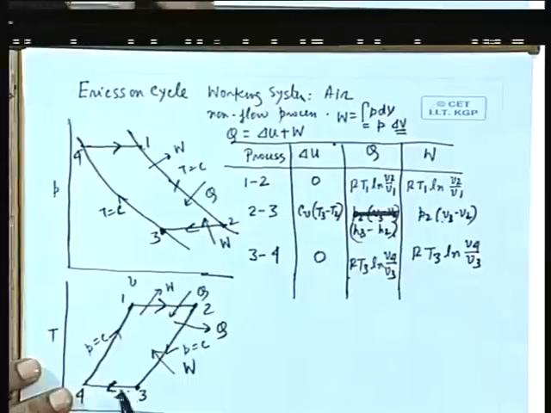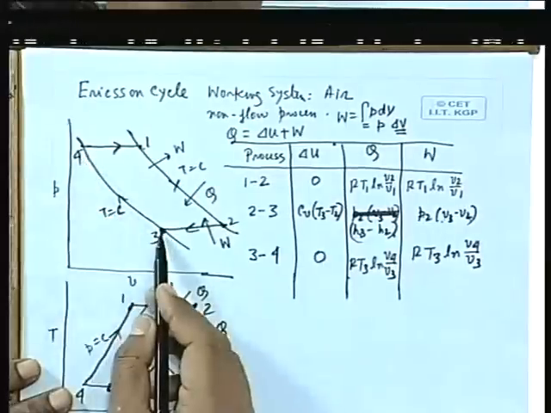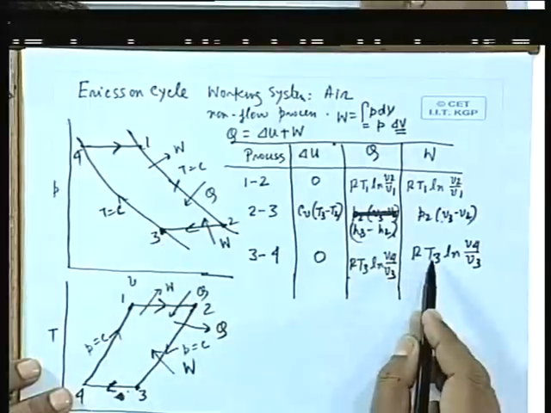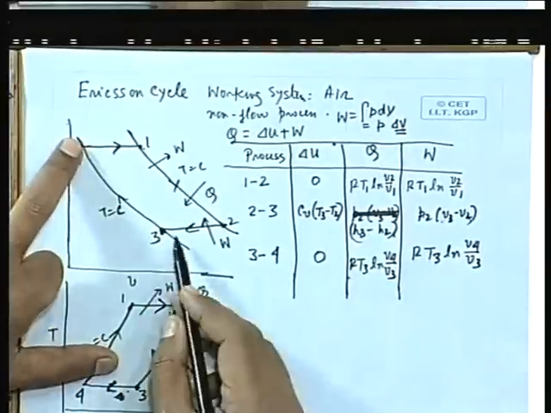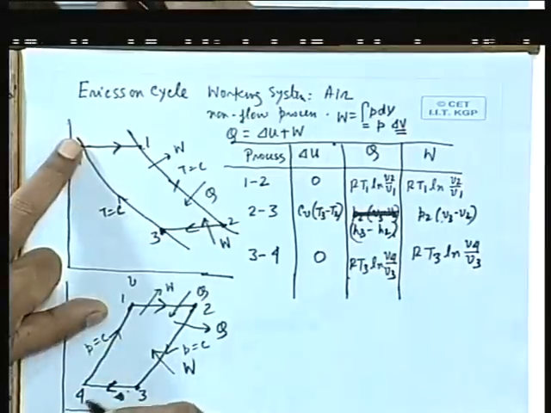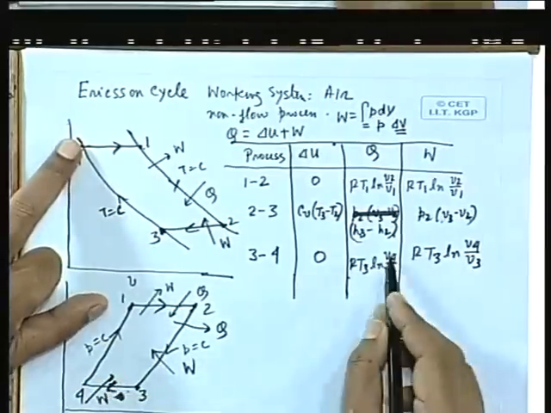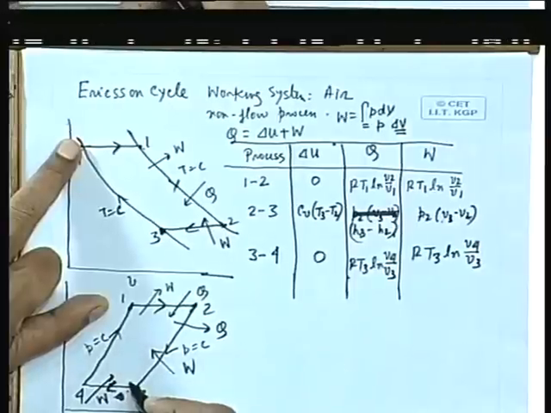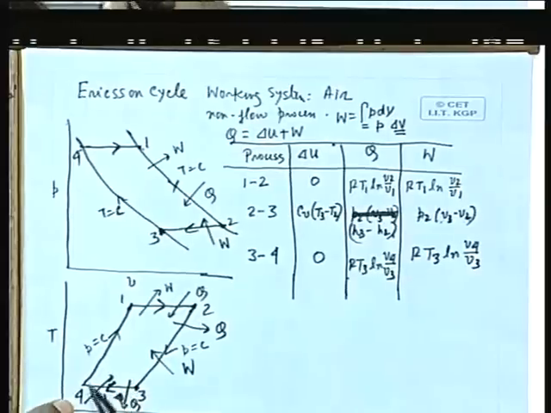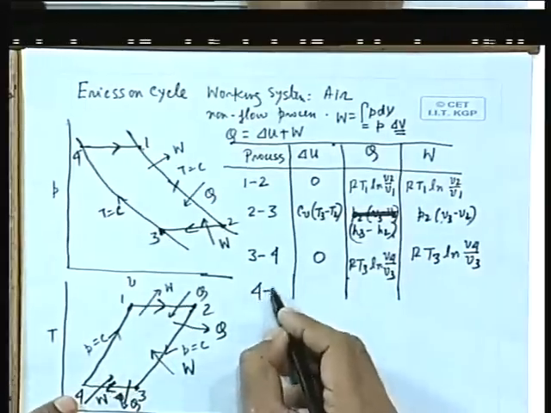Here you see V4 by V3. V4 is less than V3, so therefore this is negative, which means work is being done on this system, and heat is also coming out from this system. So in these two processes, 2-3 and 3-4, we see work is being done and heat is coming out. Now we see the process 4-1.